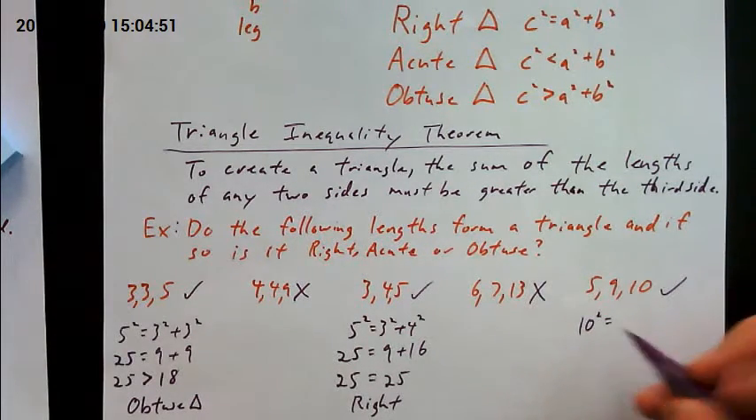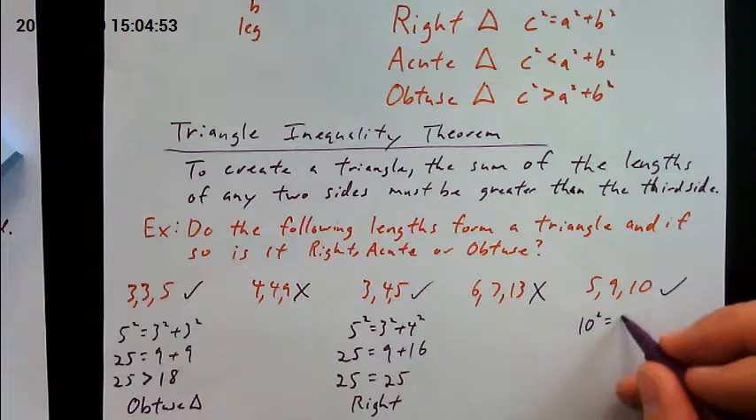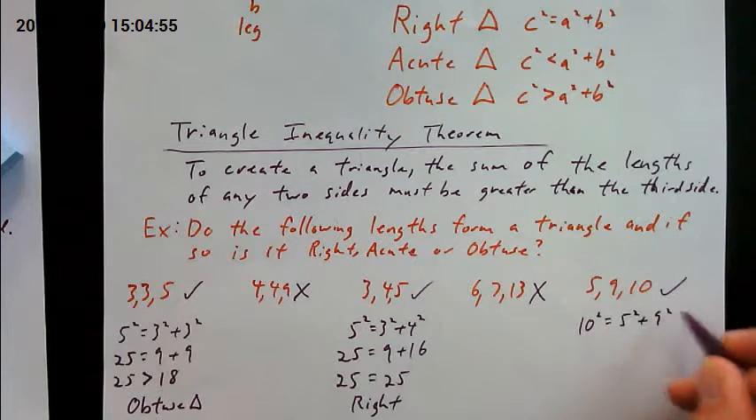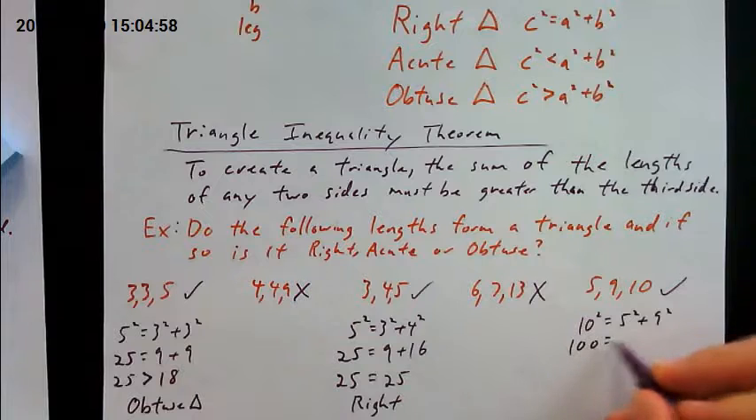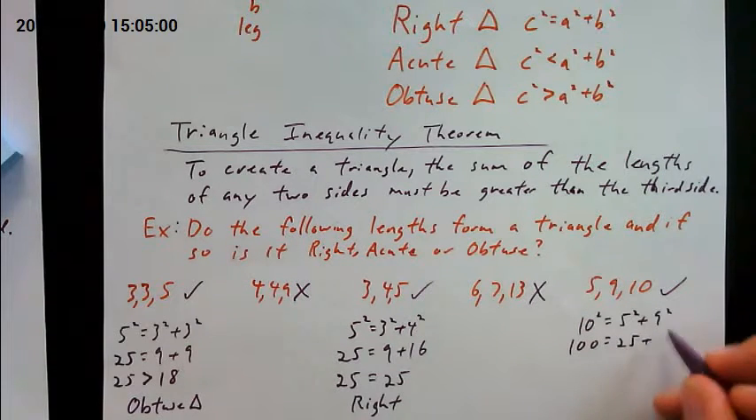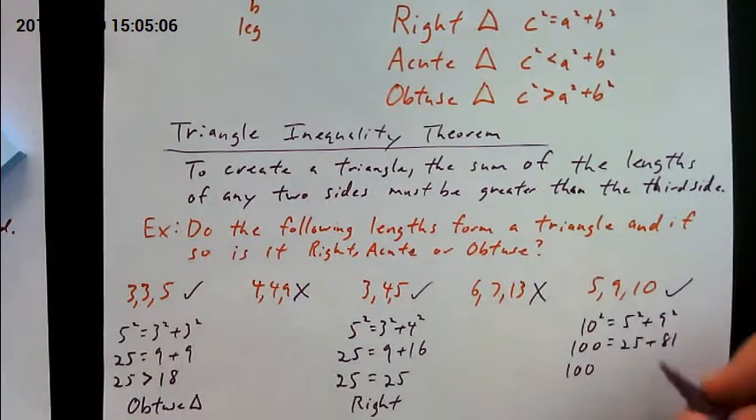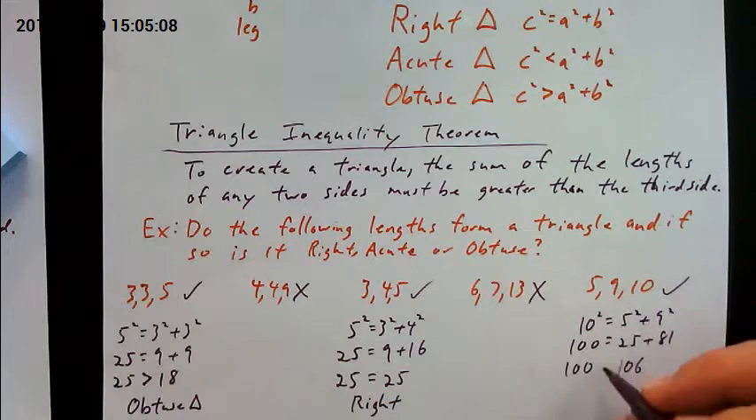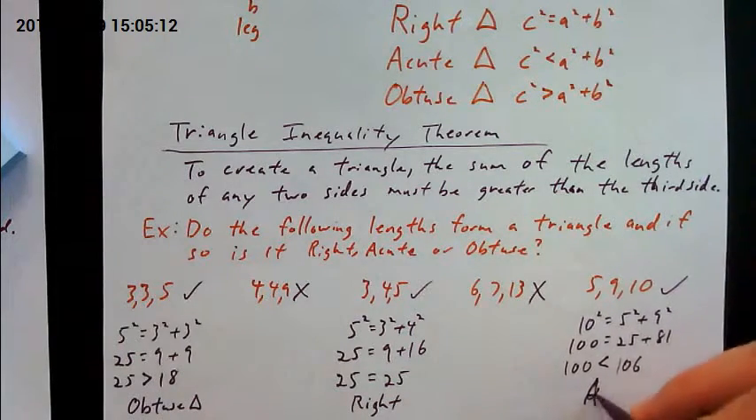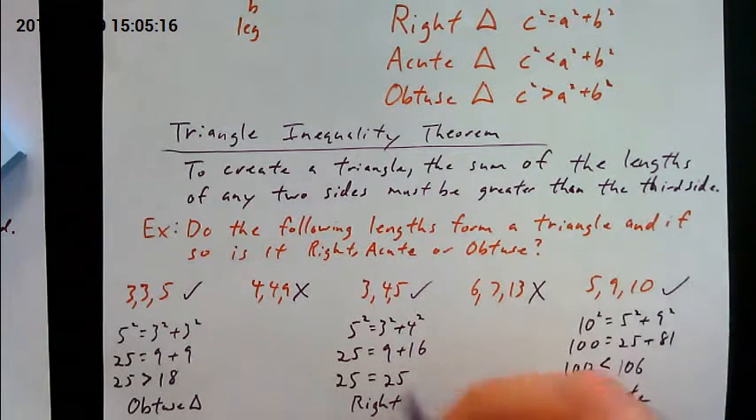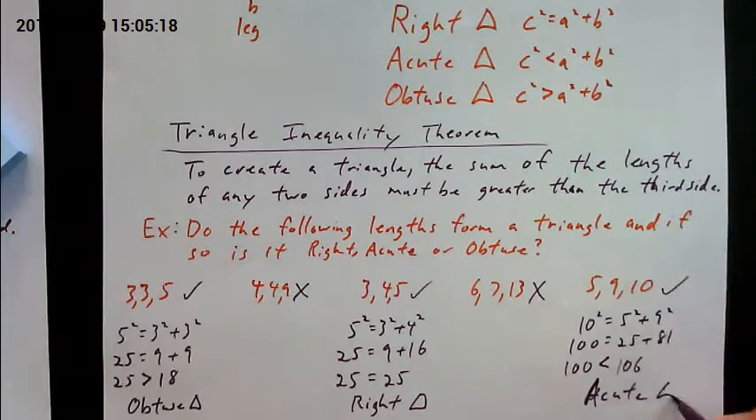So then, to finish this one off, 10 squared equals 5 squared plus 9 squared. 10 squared is 100. 5 squared is 25. 9 squared is 81. 25 and 81 together would be 106. So 100 is less than 106. Therefore, this is acute. So we have an obtuse triangle, a right triangle, and an acute triangle.